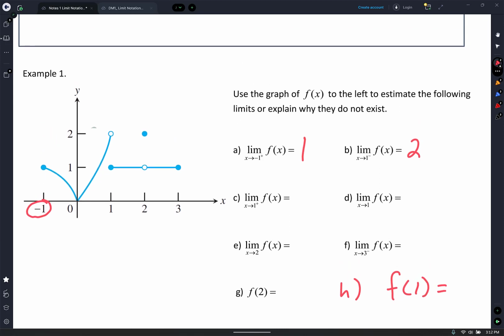Limit as x approaches 1 from, what does that plus symbol mean? From the right. So I'm approaching x equals 1 from the right-hand side. What is that y value? 1. Good job. See? Good job, guys.